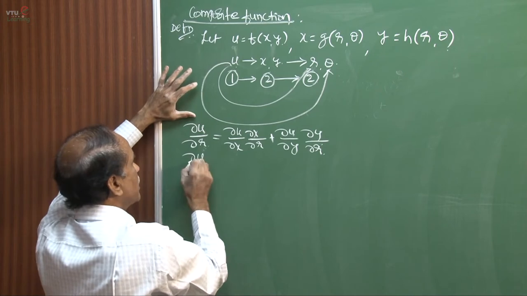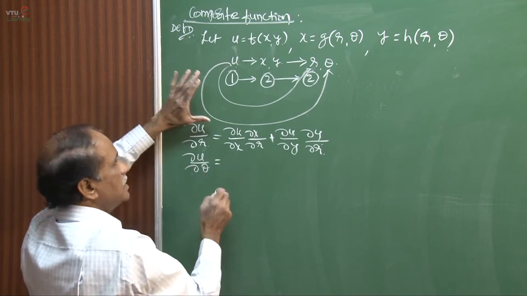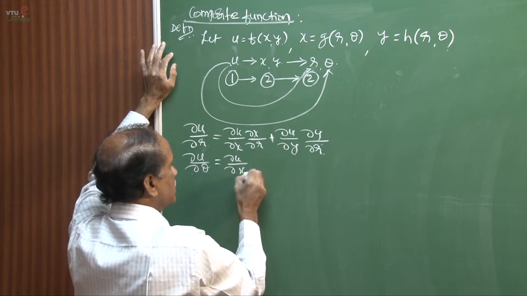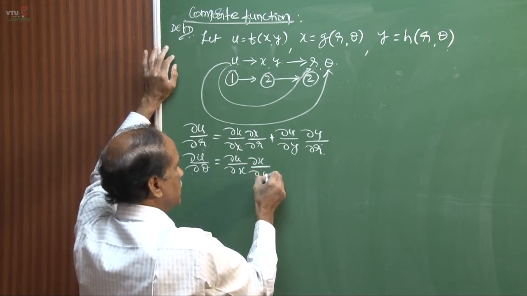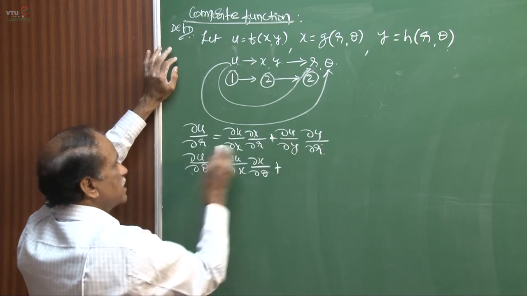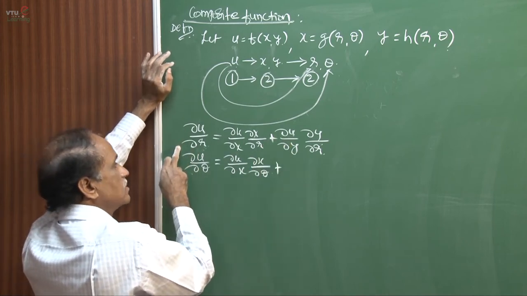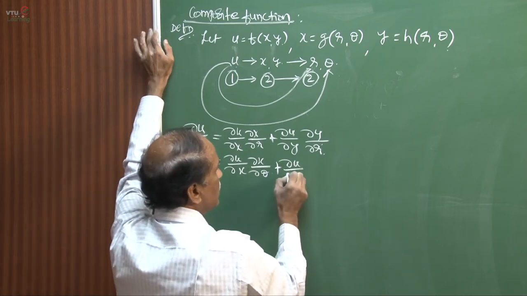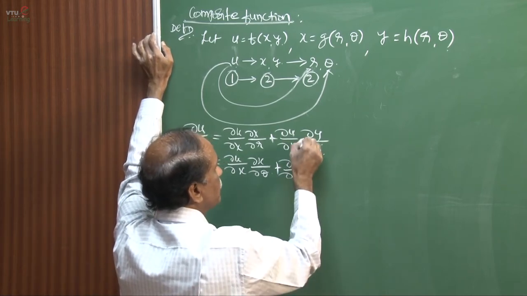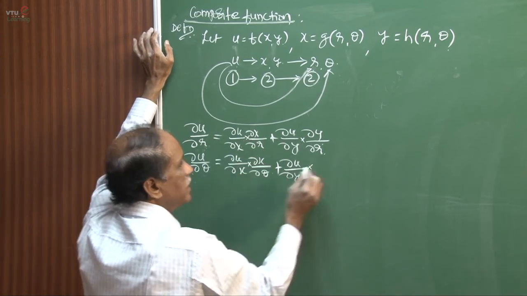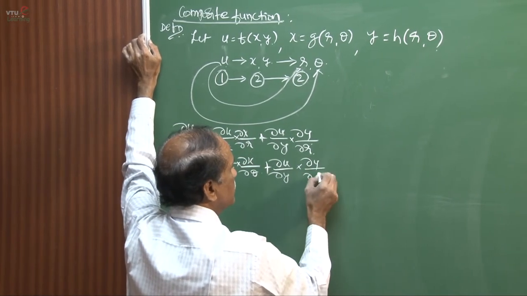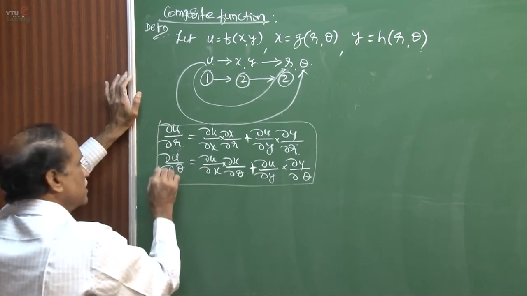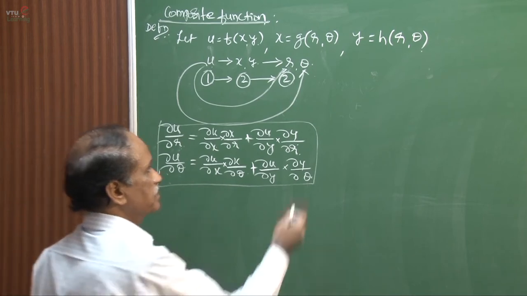Then del u by del theta is nothing but del u by del x into del x by del theta. Here I have taken r keeping theta as constant, and I have taken theta keeping r as constant. Plus del u by del y into del y divided by del theta. You understand these steps very carefully. This is called composite functions.